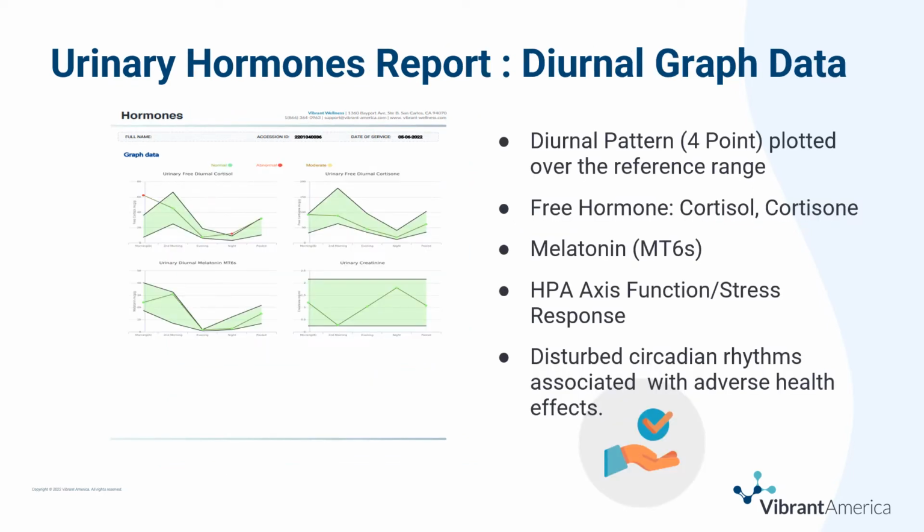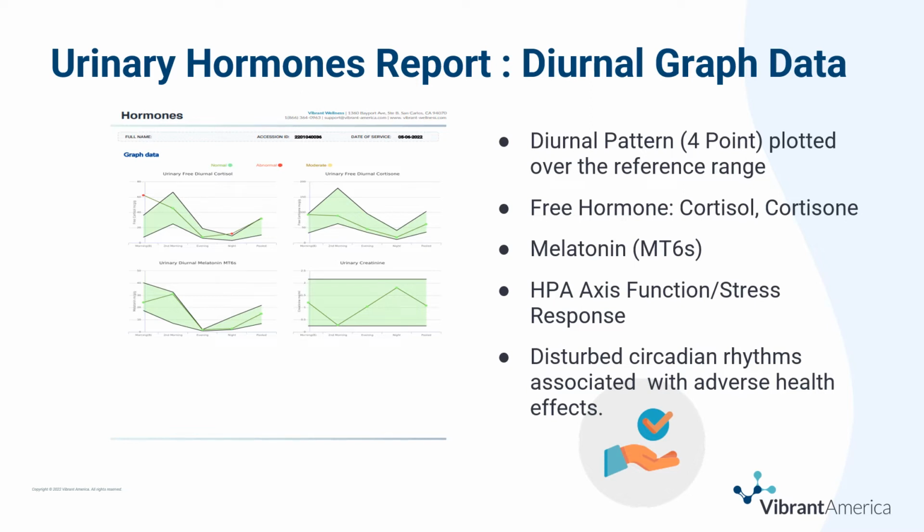The next page of your report is the diurnal graph data for the free cortisol, free cortisone, melatonin represented by the melatonin metabolite MT6S, and creatinine. This is the only place on the panel where we measure the level of a hormone in all 4 samples. This is done because these hormones are produced in a predictable diurnal pattern. These are presented with your patient's levels superimposed over the green shaded reference range. For the rest of the samples on the report, we provide pooled values from the 4 samples. This will be seen later when we look at the parent hormones and the metabolites.